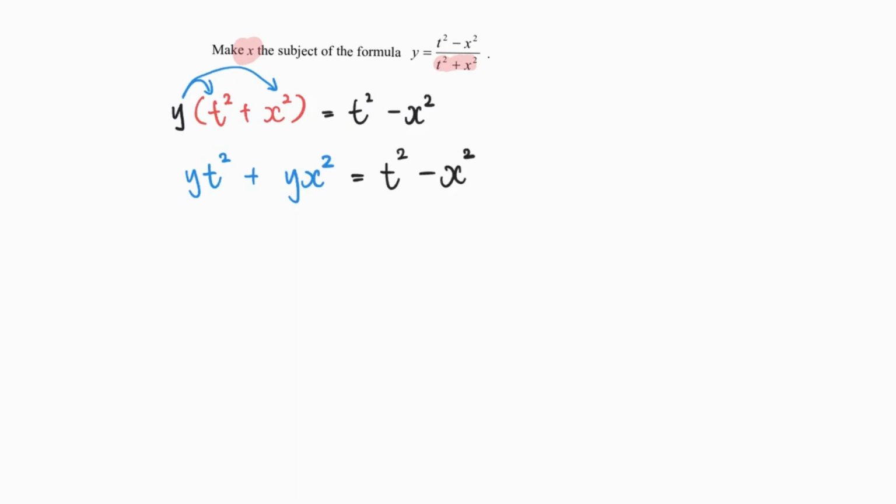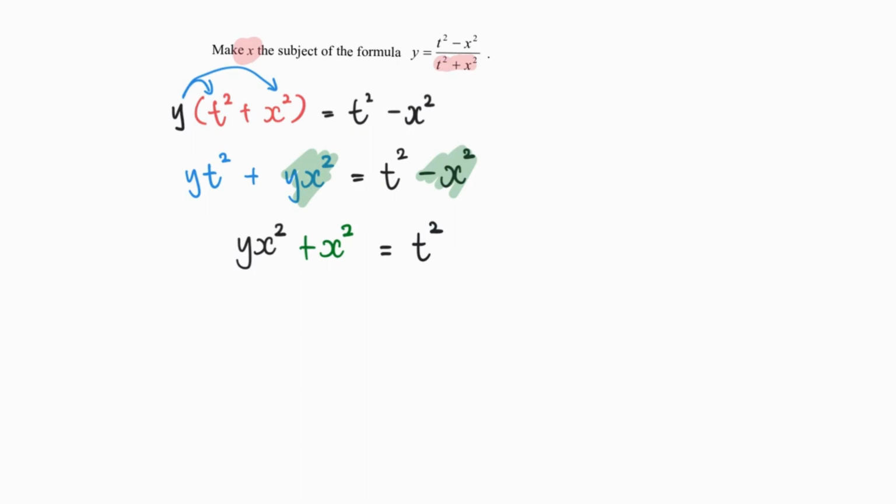And I'm going to make sure that all the variables with x, which is this and this, are on one side, and those without the x squared are on the other side of the equation. And so you would see that I choose intelligently. I saw that there's a positive yx squared here already. All I have to do is add x squared on both sides. And this side, I'll still have my t squared. The x squared, I've shifted to the other side already.